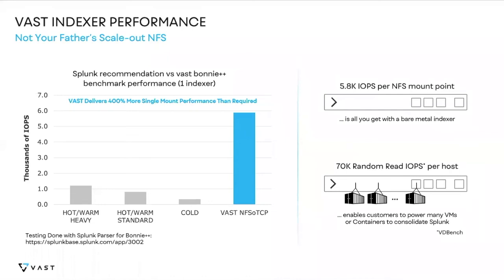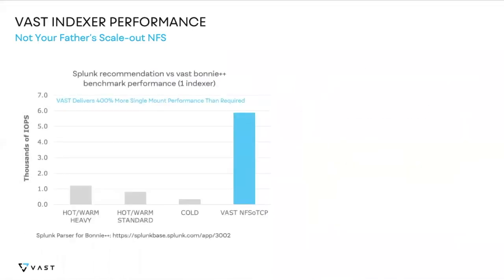What we've also seen though is that if you start to aggregate mount points within a cluster, you can see even greater performance. And if we measure performance just by a standard industry benchmark tool called VDBench, we've seen as many as 70,000 random read IOPS per single host. So now you can start to consolidate from a performance perspective more VMs or more containers within a single node as Splunk can support that.